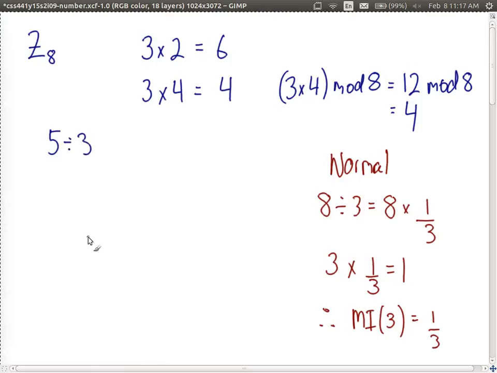Back in Z8, 5 divided by 3. What do you get? Find 5 divided by 3 in Z8. Phone calculator may not have this answer. Okay, these are the ones you need to do in your head. 5 divided by 3, 5 times the multiplicative inverse of 3. Let's do the full steps.